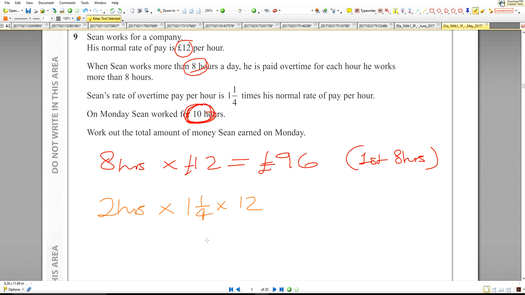Now, how do we work out what 1.25 of the 12 is? In a sense, it's a 25% increase, but you need to know how to work this out without using a calculator. So if you want to work this out without the calculator, let's have a look. We can do 4 times 1, which is 4, add 1 is 5. So we can change the calculation now.